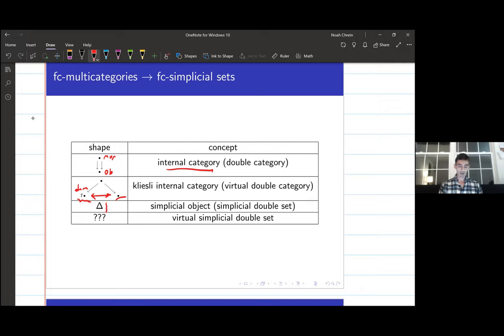Okay, and so if I want to do this for simplicial objects, I need to do something similar. I have the simplex category, which allows me to create simplicial objects in a category. So what would be the Kleisli simplicial category? Okay, so here's what we do.